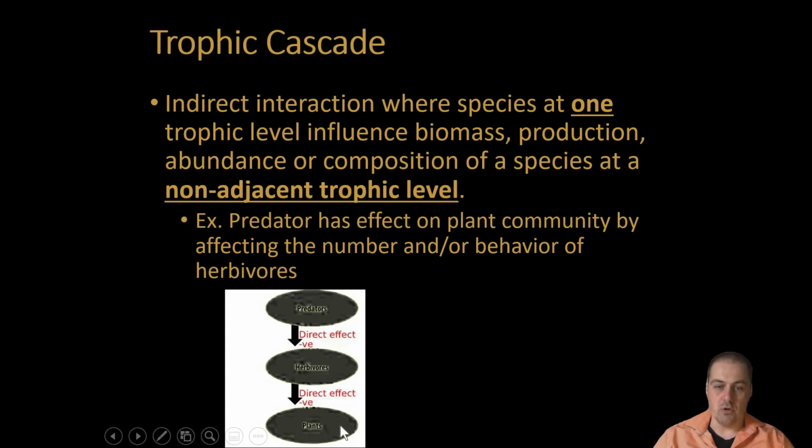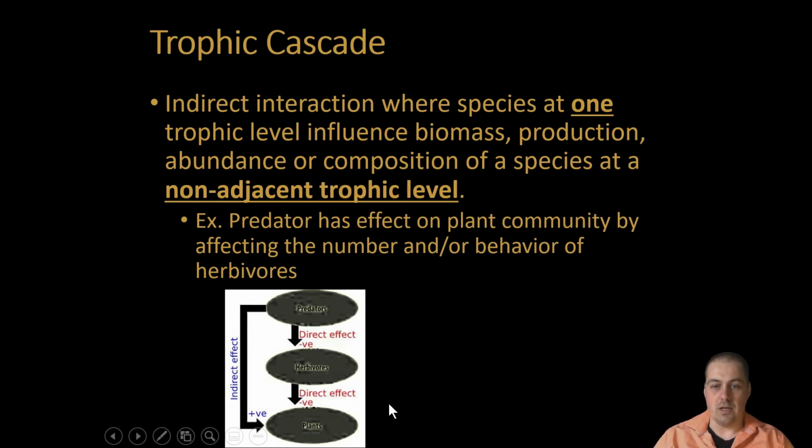In terms of the trophic cascade, the interaction is going to be indirect. So we're going to look at how the predator, by affecting the herbivore, positively and indirectly affects the number of plants. So because the predator reduces the number of herbivores, it's going to positively increase or allow there to be more plants because there's less herbivores to eat them. So that's a simple example.